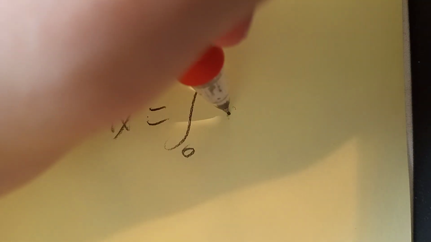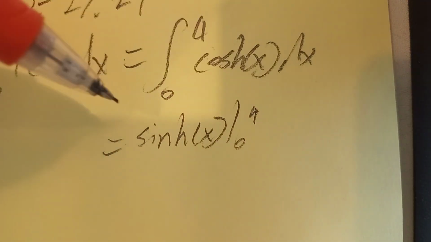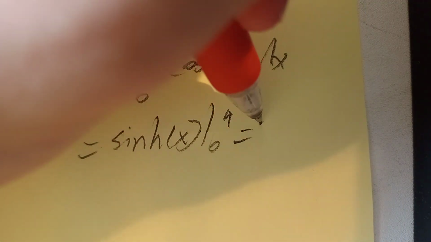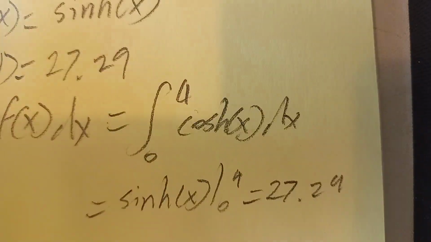Part B is the integral from 0 to 4 of f(x) dx. And this is exactly the integral from 0 to 4 of cosh x dx. And this is nothing other than sinh x evaluated from 0 to 4. And look at that: 27.29. Wow, that's the same.